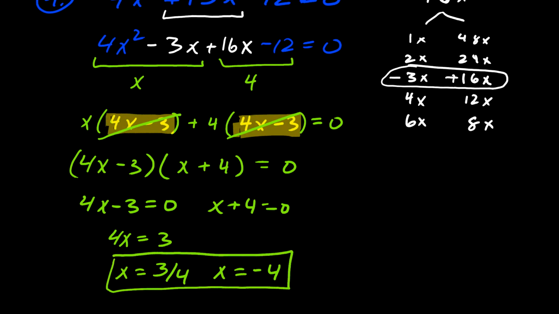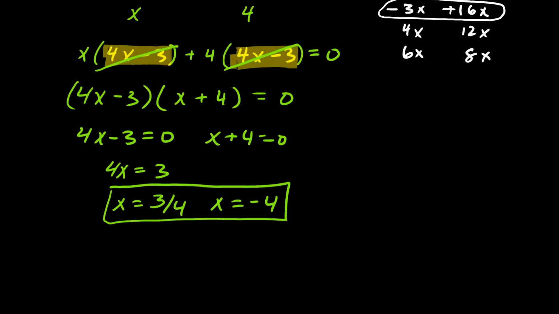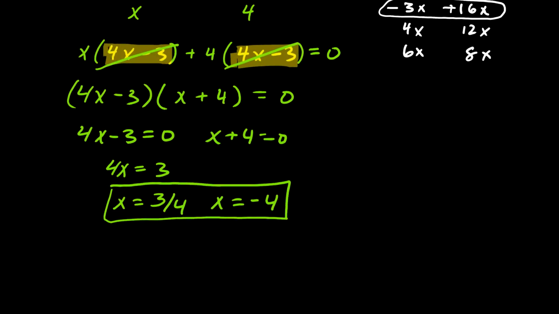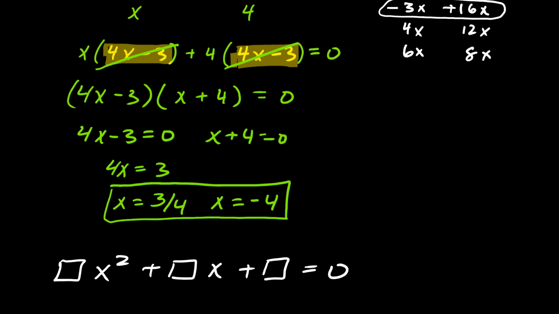Now just be aware, if functions are not written in the proper form, you're going to want to move things, simplify them, do whatever you need to have it written as blank x squared plus blank x plus blank equals 0, and then you can apply all the strategies you looked at here.